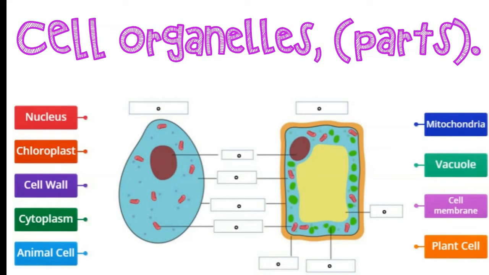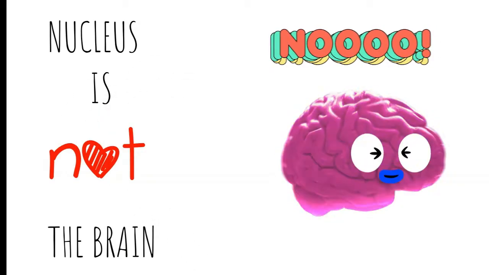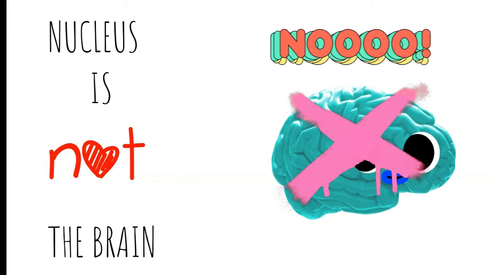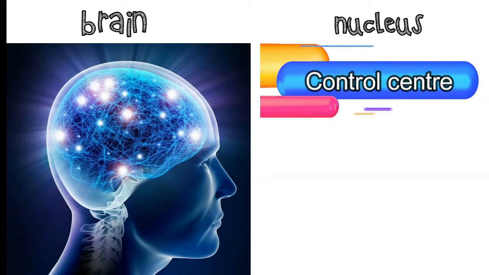Now the first thing to look at is the features that both cells share. These are the nucleus, the cytoplasm and the cell membrane. Now straight from the top, the nucleus is not the brain. The brain is an organ. The nucleus is a control center for individual cells.